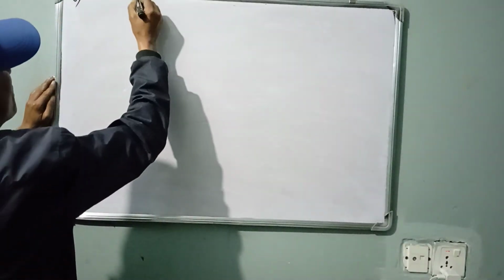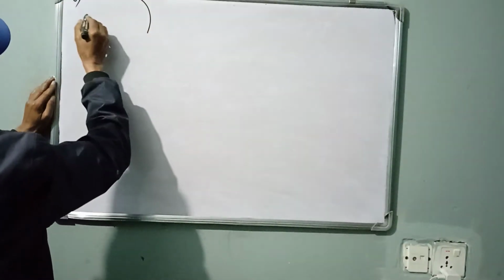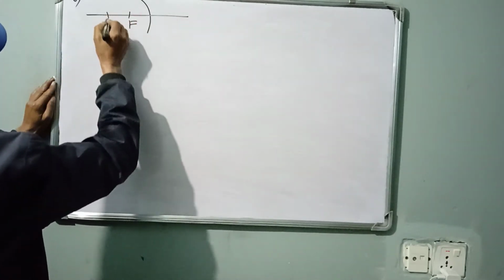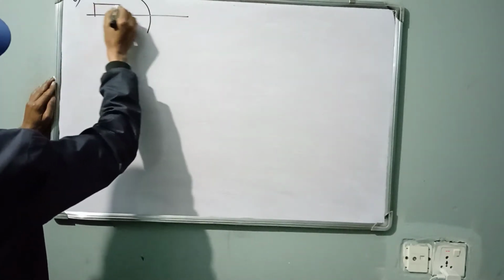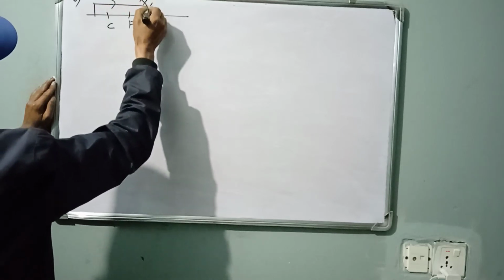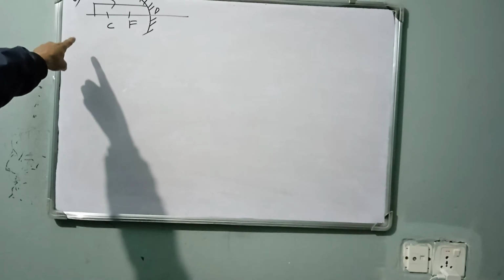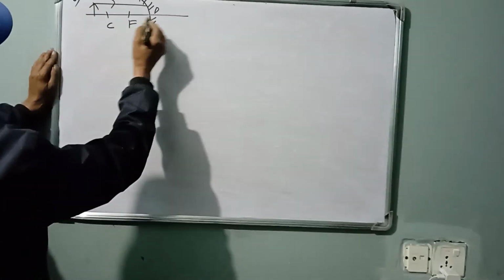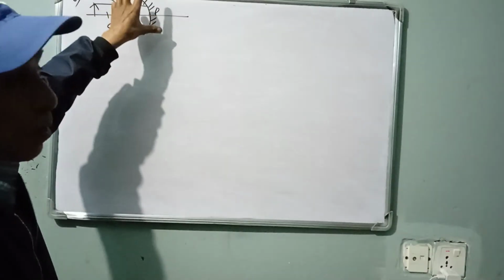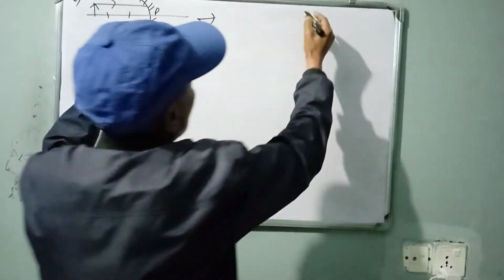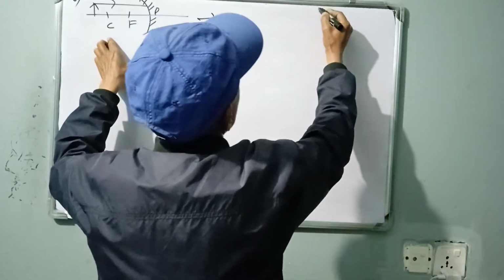Incomplete diagram. First of all, concave mirror, principal axis, focus, center, object. The object is away from the center of curvature. टाढा राखेको छ. This is an object. This is a concave mirror. So this is an incomplete diagram. The complete diagram is this.